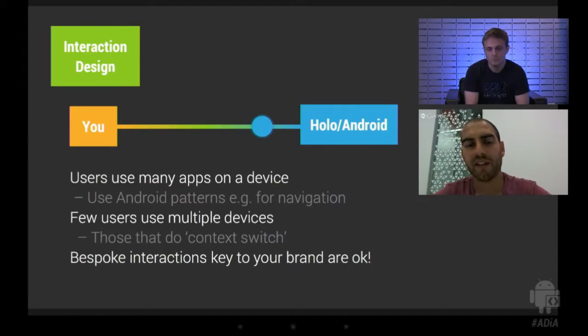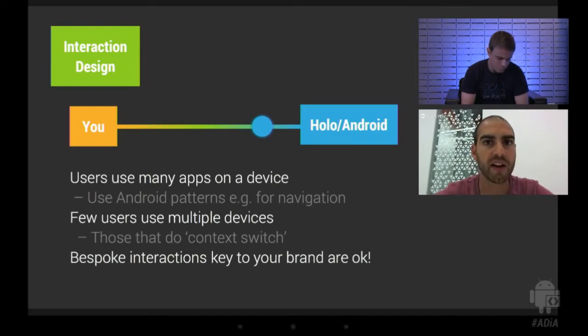So I don't expect an application on an Android phone to function exactly like the website. I expect it to function like an Android app. One point we wanted to make is that bespoke interactions, which are key to your brand, are fine. That's absolutely okay. But if you do have an interaction which is at odds with the Android design patterns, it's about working out where it makes sense to back off and where it makes sense to do something more bespoke.